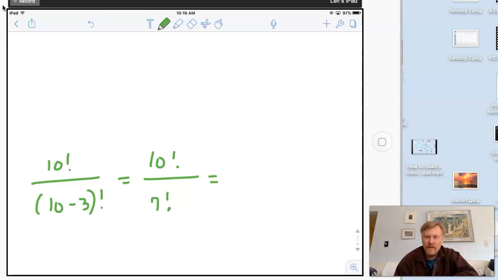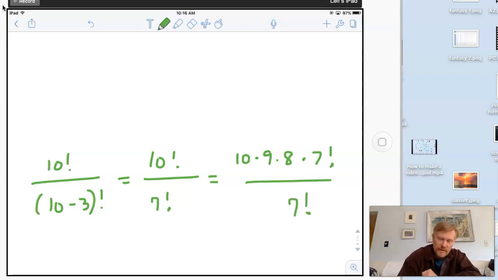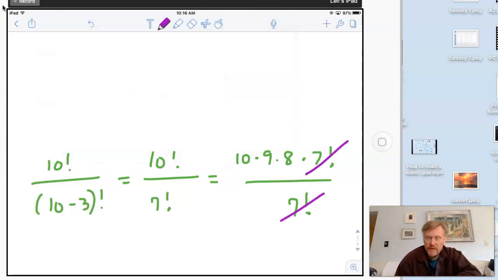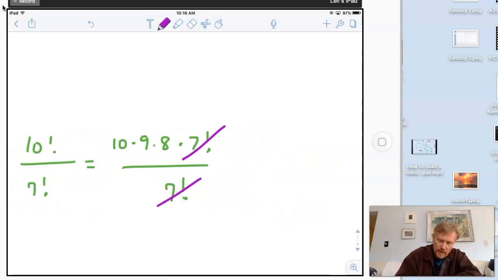So 10 factorial, that's 10 multiplying all the way down to 1, right? But I don't have to go all the way down to 1. In fact, I could stop at 7 and throw the exclamation point there, and that covers the 6, the 5, the 4, the 3, the 2, and the 1, right? Now, why did I do that? Because I have a 7 factorial in the denominator, and there's this beautiful thing in math where if I have the same thing in the top and the bottom, I can cancel them out, and then I can just multiply the 10, the 9, and the 8 together.